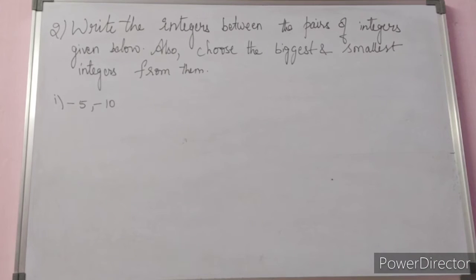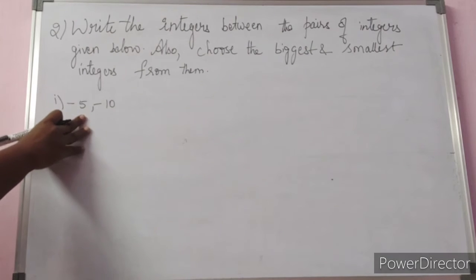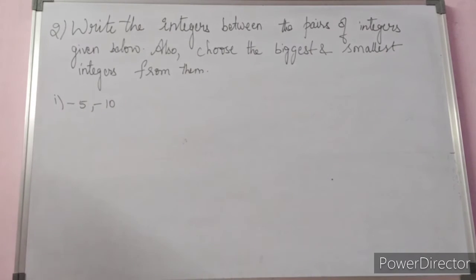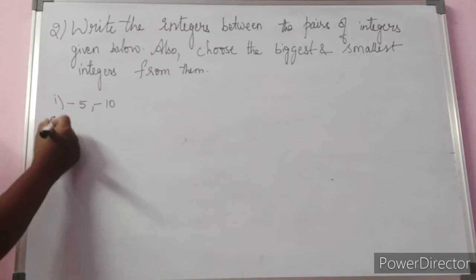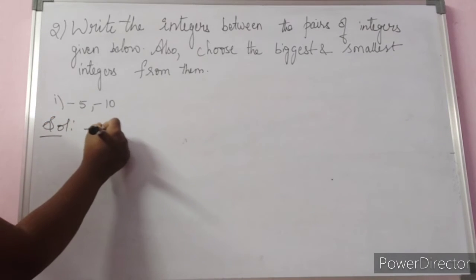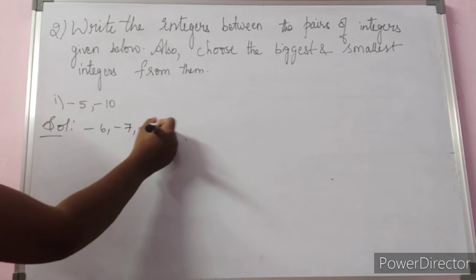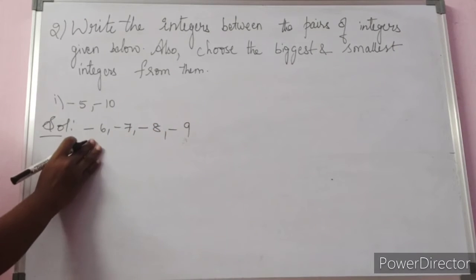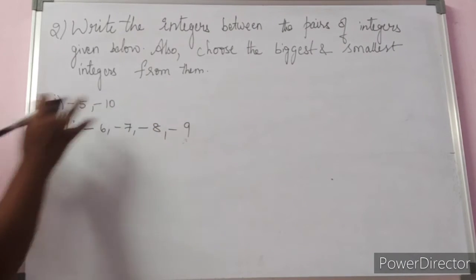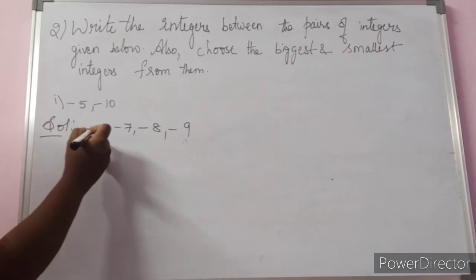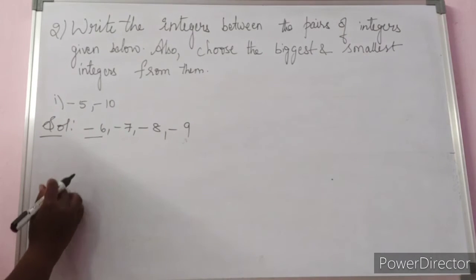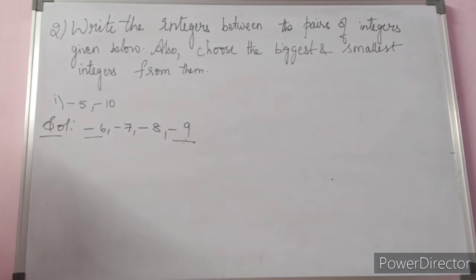And the second question here is, write the integers between the pairs of integers given below and also choose the biggest and smallest integers from them. Here we have to write the in-between numbers of -5 and -10. What do we get after -5? -6, -7, -8, -9. These are the in-between numbers of -5 and -10. So here the biggest number is -6 and the smallest number is -9.